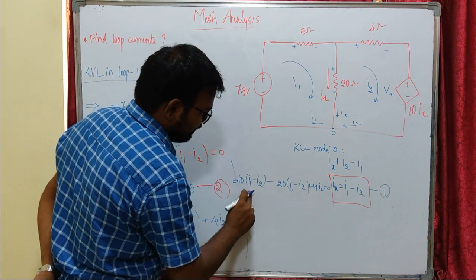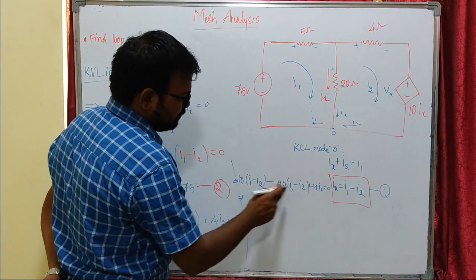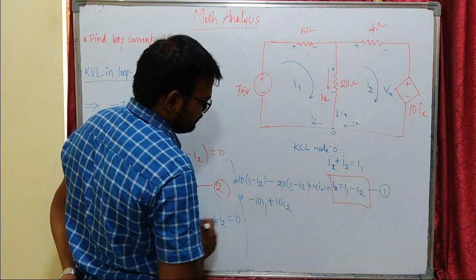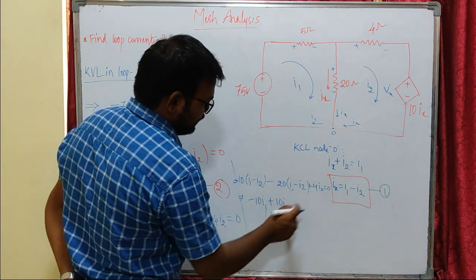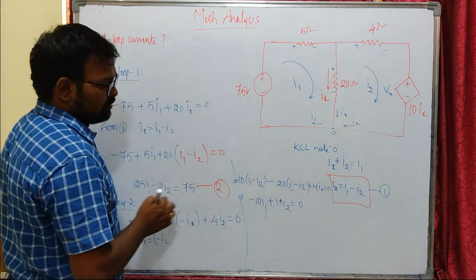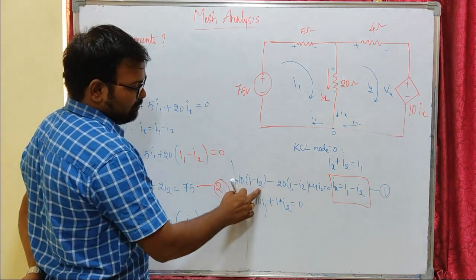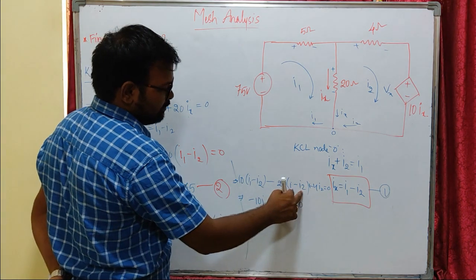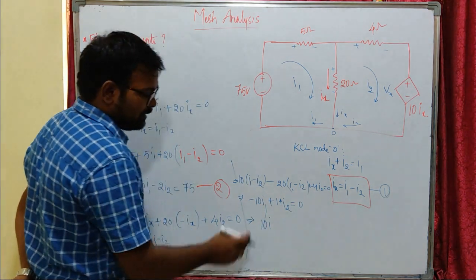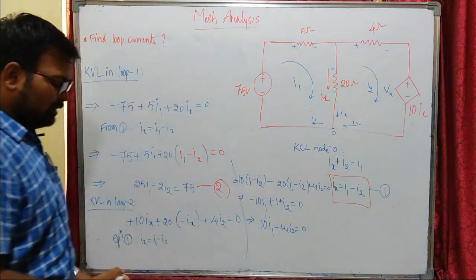That will be 10I1 minus 20I1, which is minus 10I1, minus 10I2 plus 20I2 plus 4I2, that will be 14I2. So if you multiply by minus, that will be 10I1 minus 14I2 should be equal to 0. This is our third expression.